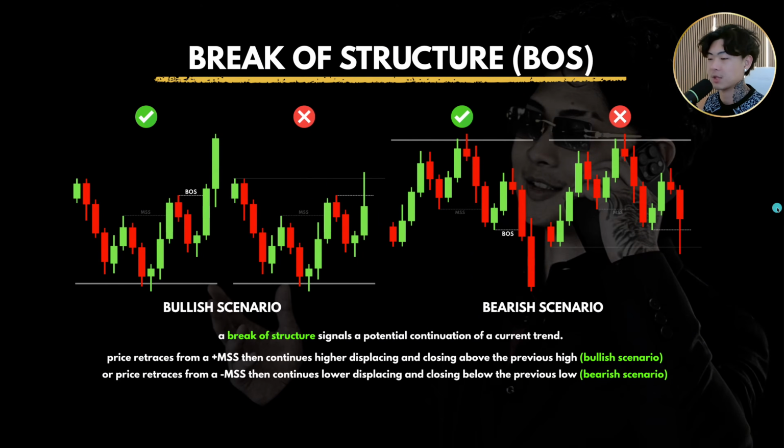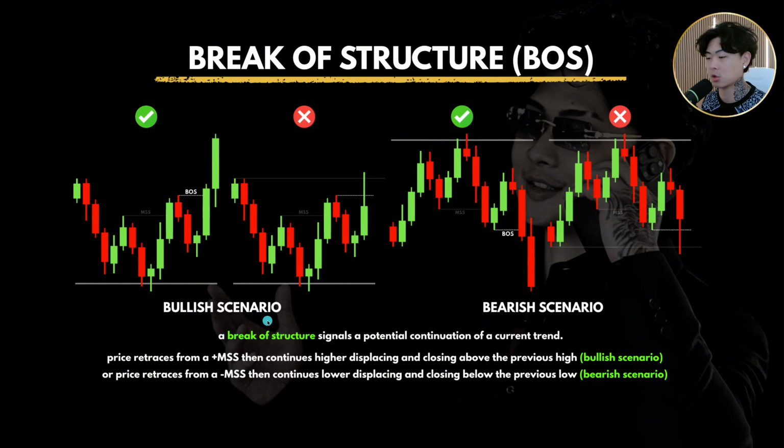But the last concept is break of structure. Now, a break of structure signals a potential continuation of a current trend. So a lot of times, trading my continuation model, you are trading off of the assumption that we're going to have a break of structure, right? Price has already hinted at a trend from London, and you're simply trying to catch that retracement in the new break of structure, at least for the continuation model.